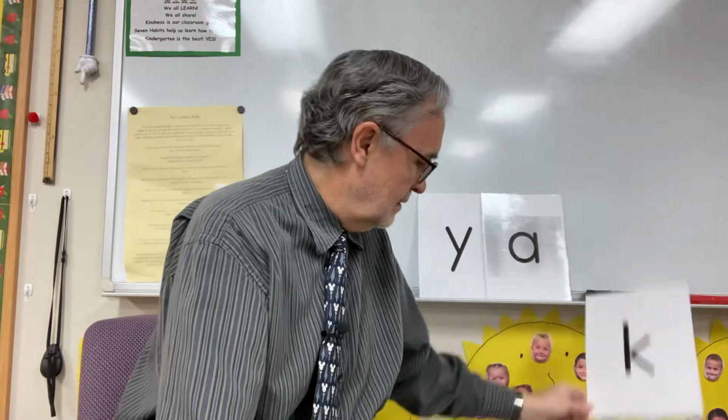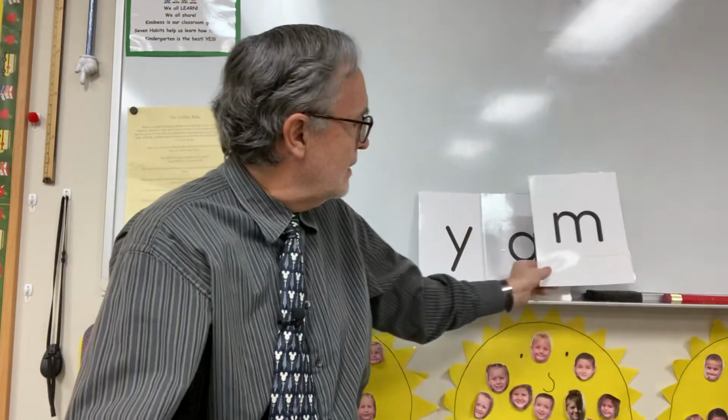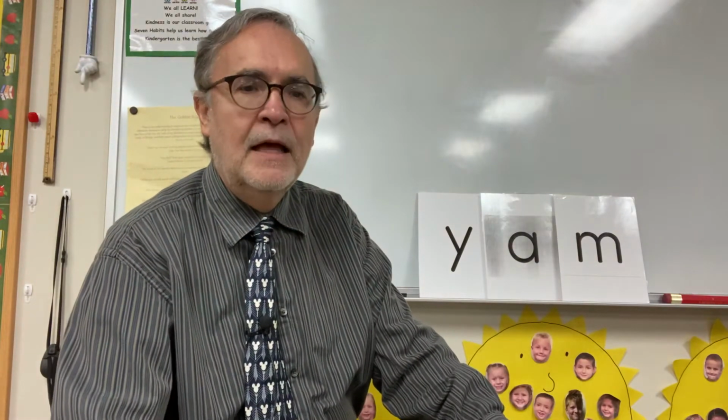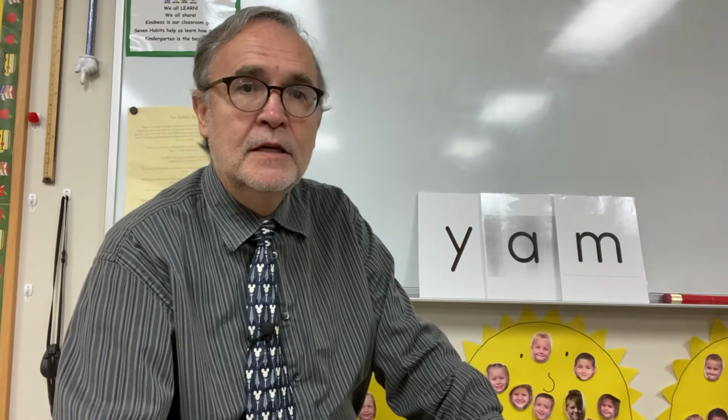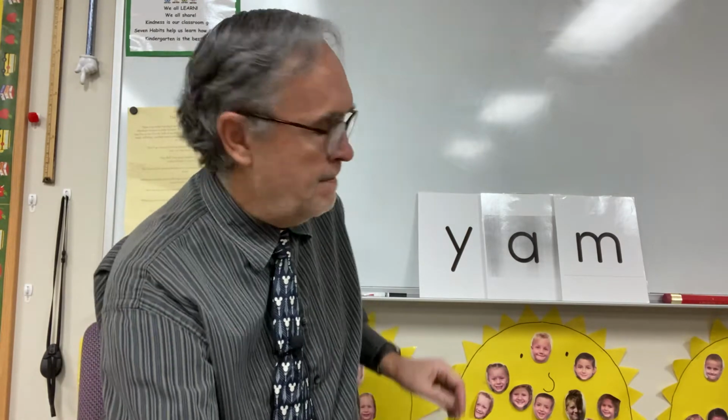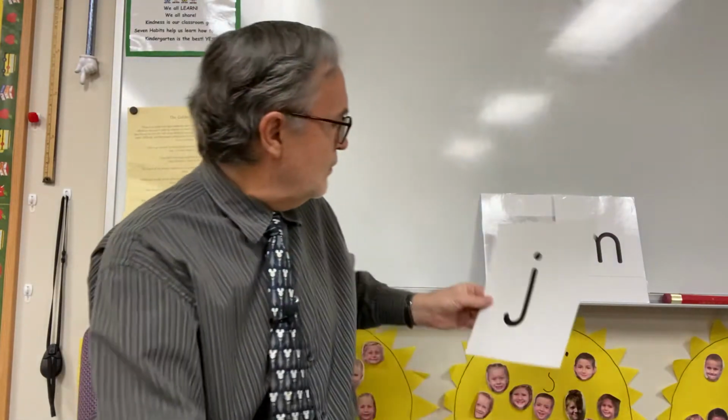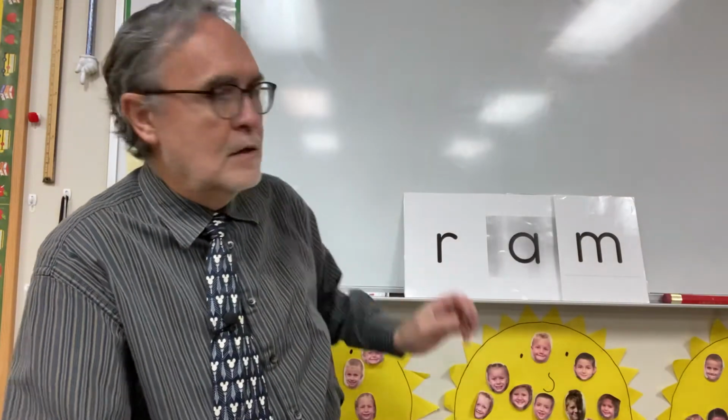Now I'm going to change yak to yam. Yam. So I take away k. And I'm going to put in m, yam. Now I'm going to change yam to jam. Jam. Take away the y. Put in j. Jam. Now I'm going to change jam to ram. Ram. Take away j. Put in r. Ram. Now I'm going to change ram to rat.